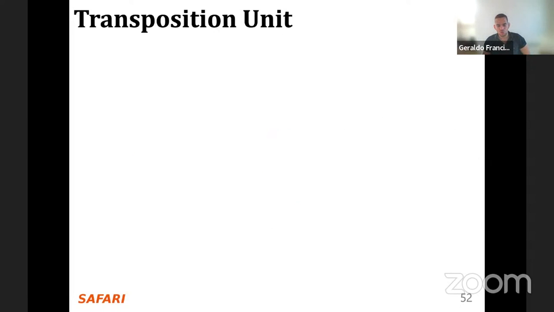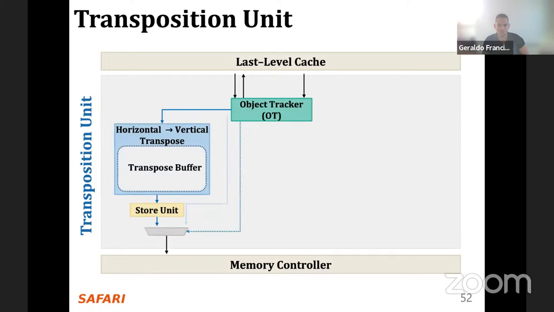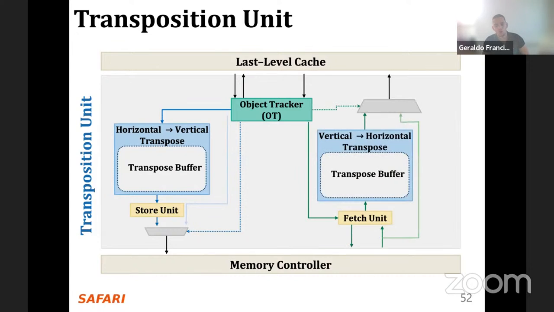To mitigate the overheads of transposing between one layout and the other, SIMDRAM is going to use a specialized hardware unit placed between the last level cache and the memory controller, called the data transposition unit. The data transposition unit transforms the data layout from the horizontal data layout to the vertical data layout and vice versa. The transposition unit tracks SIMDRAM objects in an object tracker and ensures that the corresponding data is in a vertical data layout and ready for SIMDRAM computation whenever the data is in DRAM, and in a horizontal data layout whenever the data is in the cache and is ready to be computed by the processor.